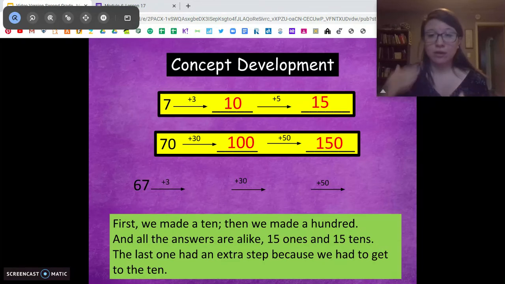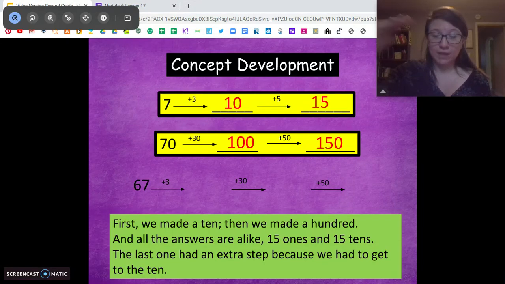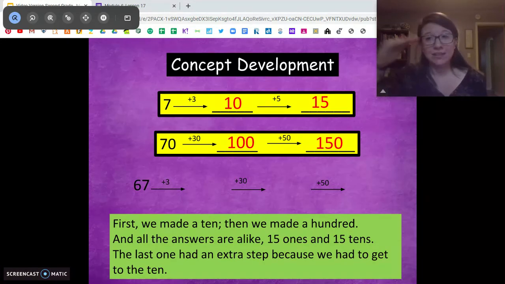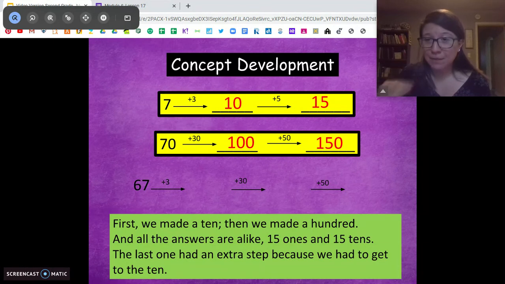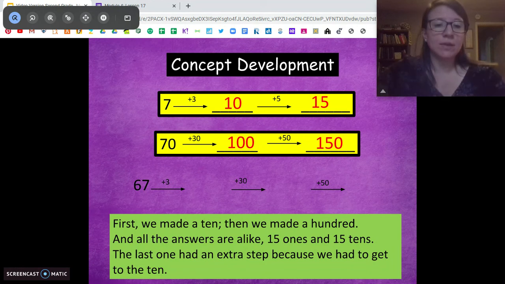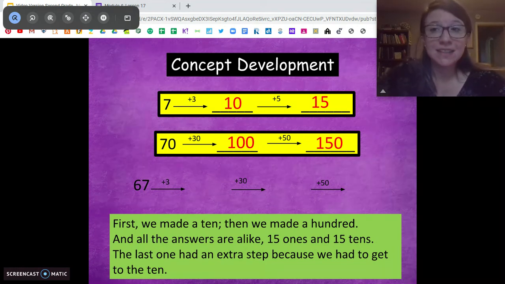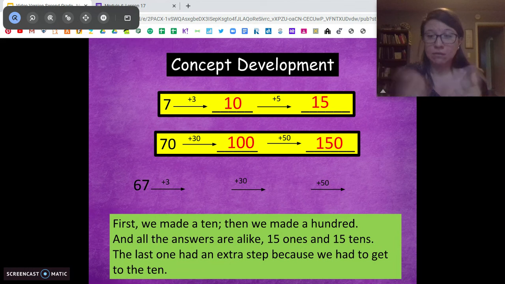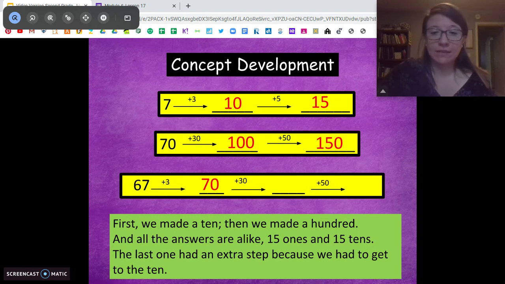They're very similar. They're just the difference between ones and tens. So we can use our fast facts for ones to add big numbers, to add groups of 10 pretty easily. That make sense? All right, let's try this last one. So the last one, we're starting at 67. We got to get 67 to a 10. So how many do we need to get from 67 to its next 10? 3. Beautiful. So that's going to bring us to 70.